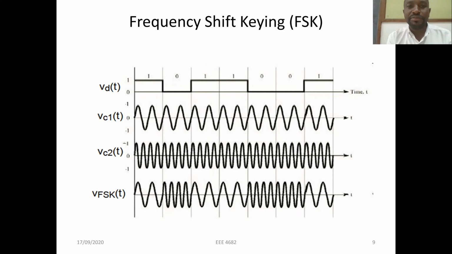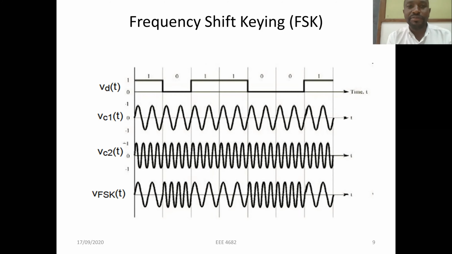Then in terms of advantages and disadvantages, FSK is less susceptible to noise, like I said, but the major disadvantage is that it requires a wider spectrum, which is almost twice that of ASK. But you can apply it over voice lines, in high frequency radio transmission and so on.